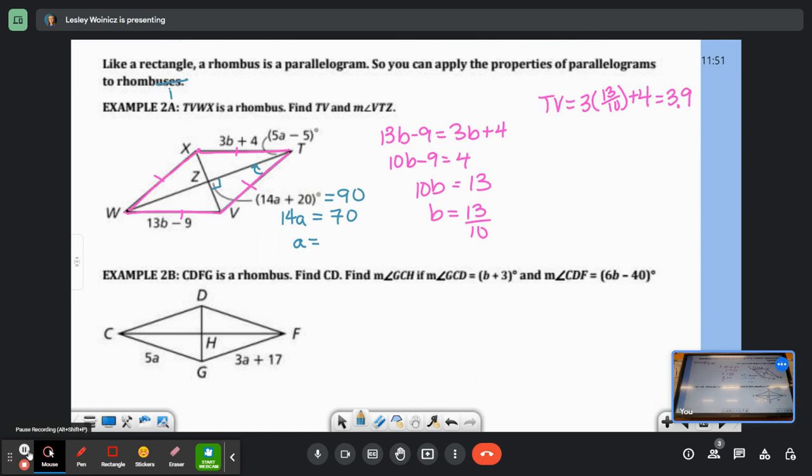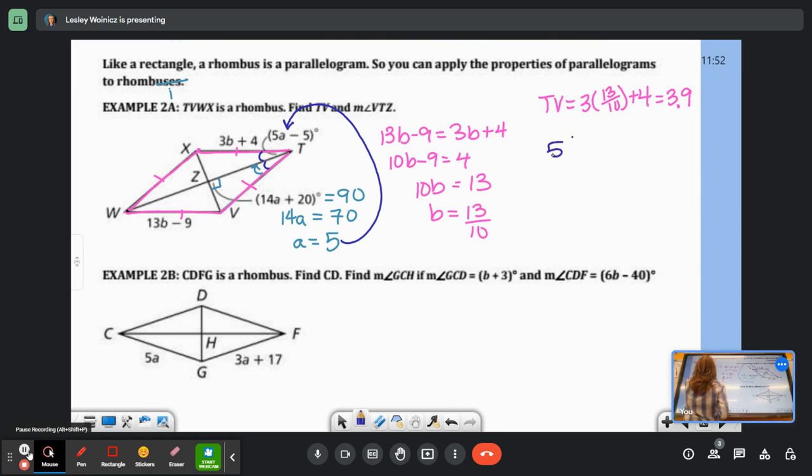Okay, now what do we do with the A? Plug it in. So we also know that the diagonals are the angle bisectors for these little angles right here, right? So if I can find this one, I know its little buddy, because those should be congruent. Okay, so I'm going to take the 5 and plug it in.